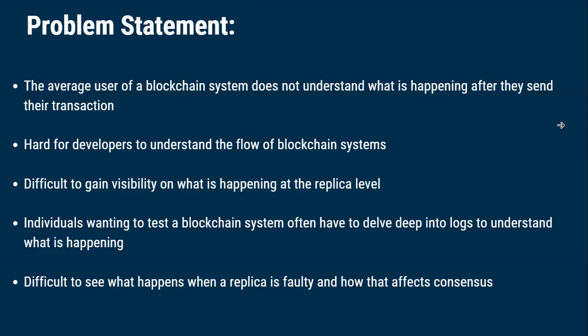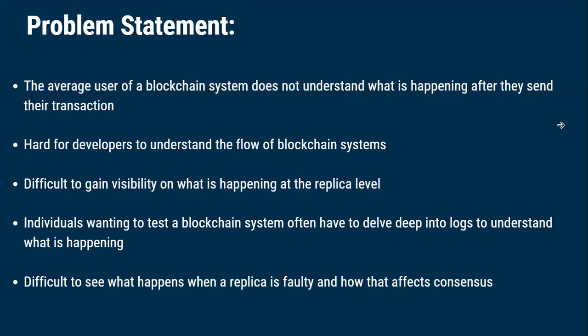If I wanted to test a blockchain system and see what would happen with replica 1, for instance, versus replica 2, there was no easy way to compare them. I would have to actually just look through the log file and then see which lines are different between them. Finally, it was difficult to see what happened when a replica was faulty and how it affected the PBFT consensus protocol. And the reason why this is important is twofold.